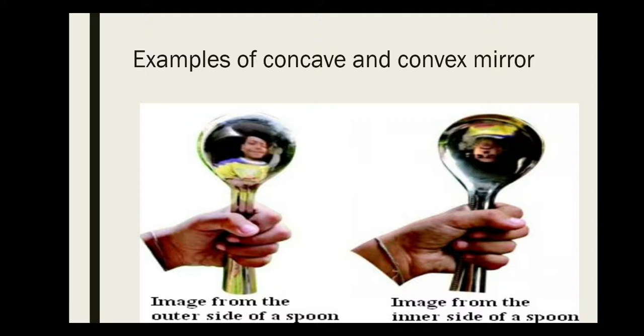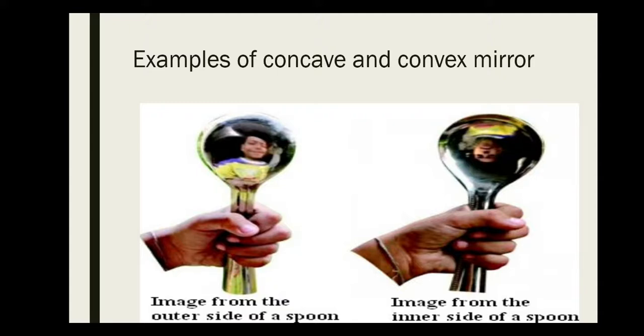Image formed. Inner side of the spoon. Image formed. Outer side of the spoon. You can take your spoon. We can see the inner side is concave. The outer side is convex. So many examples you can observe in day-to-day life.